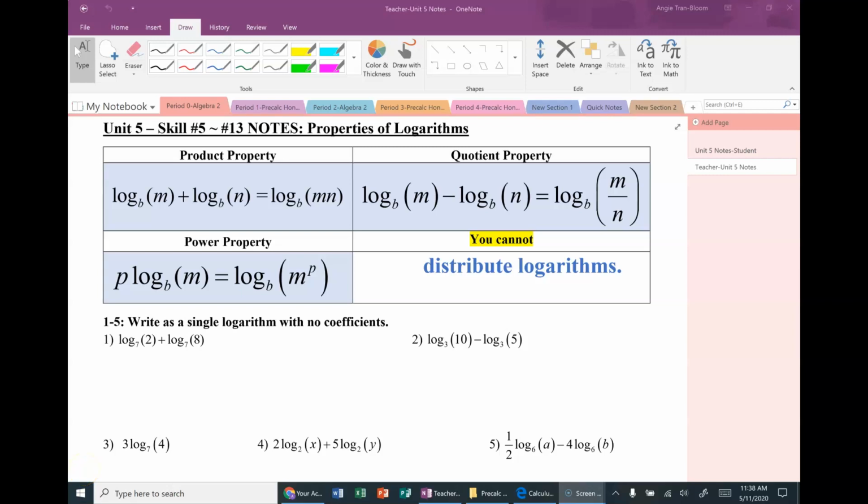Hey guys, so welcome to Unit 5. Our lesson today is called Properties of Logarithms.